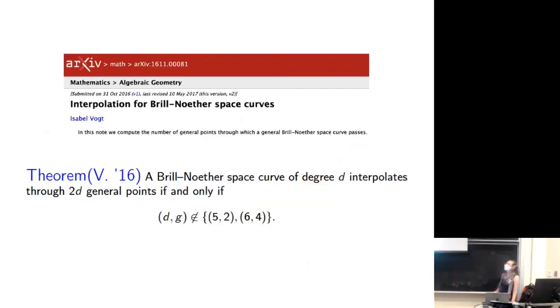So here's the first paper I wrote in grad school. You can see it's archived in 2016. It deals exactly with this r equals 3 case. A Brill-Noether curve, a space curve, a curve with r equals 3 of degree d and genus g interpolates through twice the degree number of general points if and only if it's not one of exactly those 2 counterexamples I showed you. So I really like this theorem.